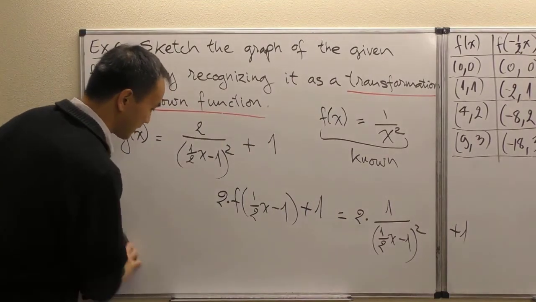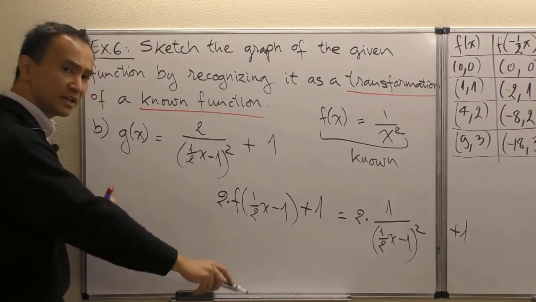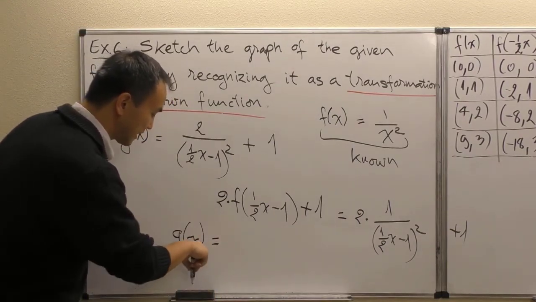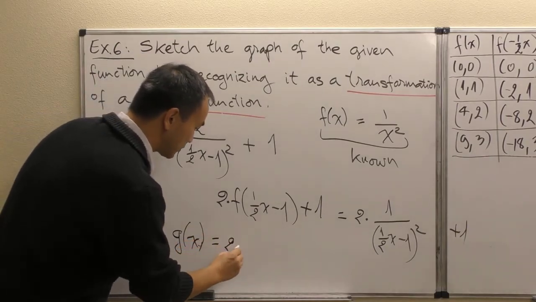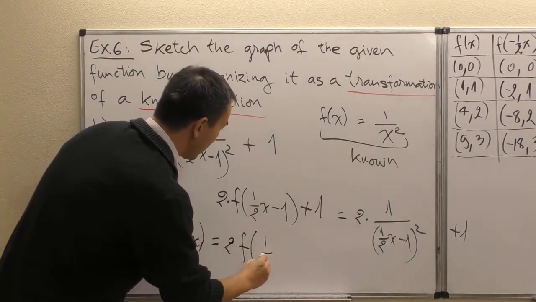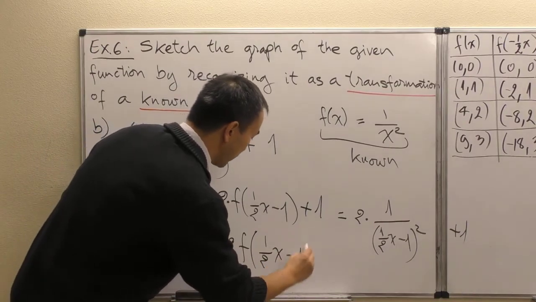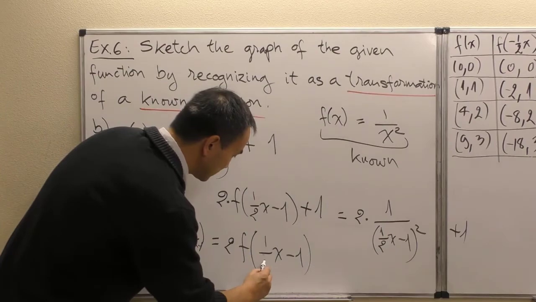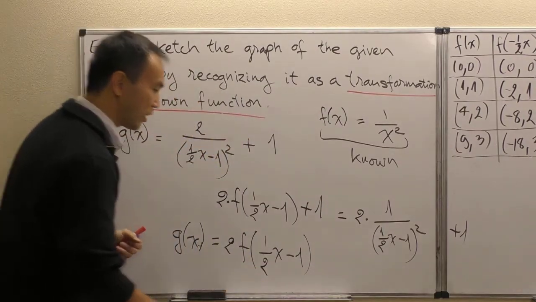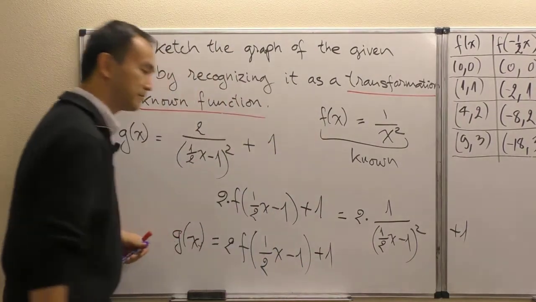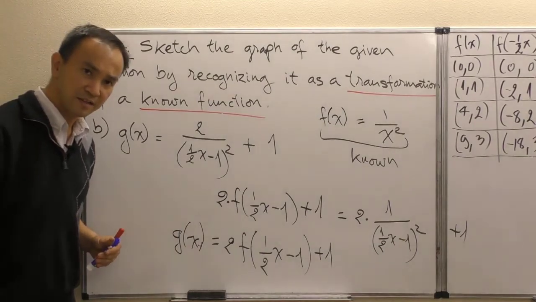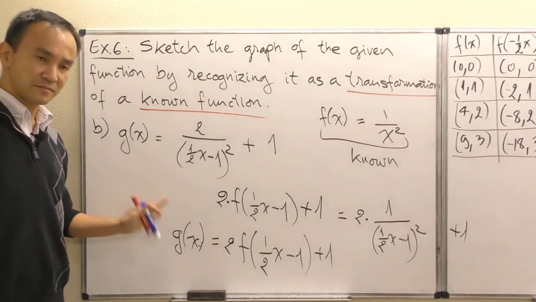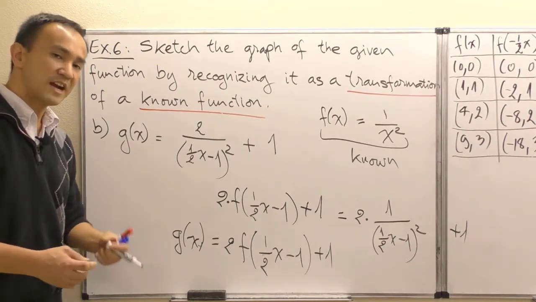So that means, in this way how I'm seeing it, I have recognized that g of x is related with f of x as 2 times f of 1/2 x minus 1, plus 1. Okay, that's how I see g is related with f. That's what I'm seeing. All right, and so now we are ready for getting that graph sketch.